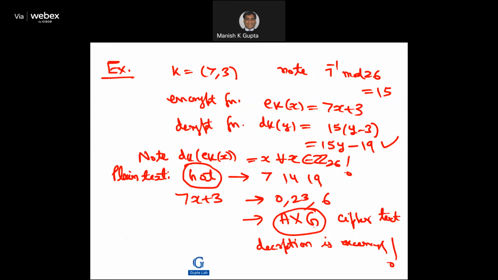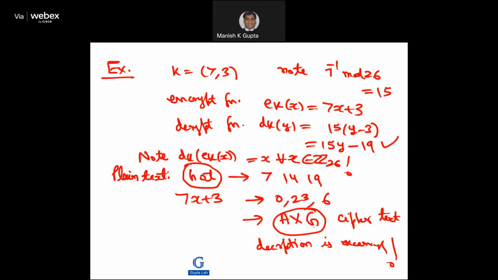So if you take plain text as hot, H is 7 by that mapping 0 to 25, O is 14, T is 19. So you can compute 7x plus 3 in each case. For H, it will be 7 times 7 plus 3, that is 52, right? 52 modulo 26 is 0, so you will get 0. And the next ones are 23 and 6. So this is the encryption, and then you map it back to the alphabet. You will get AXG. This is the cipher text.